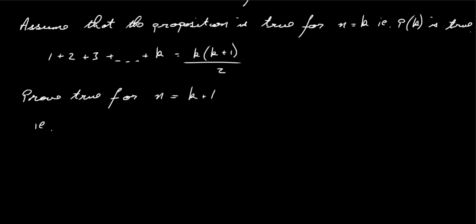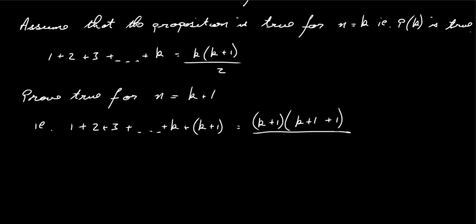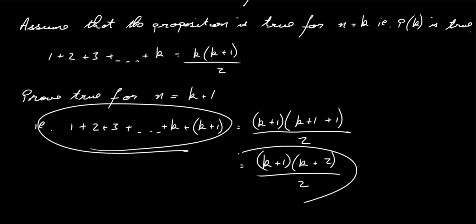So in other words, that 1 plus 2 plus 3 plus all the way up to k plus k plus 1 is equal to, we just replace these with k plus 1. So we replace this k with k plus 1. We replace this k with k plus 1. And then we have this plus 1 here as well. Divide that by 2. So in other words, the right hand side will just become k plus 1 times k plus 1 plus 1, 2 over 2. So we want to make this equal to this here.